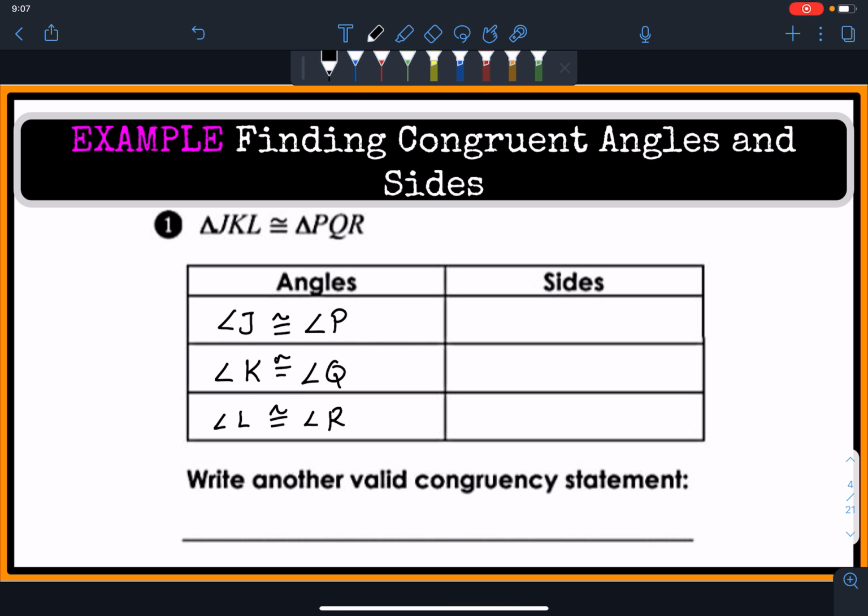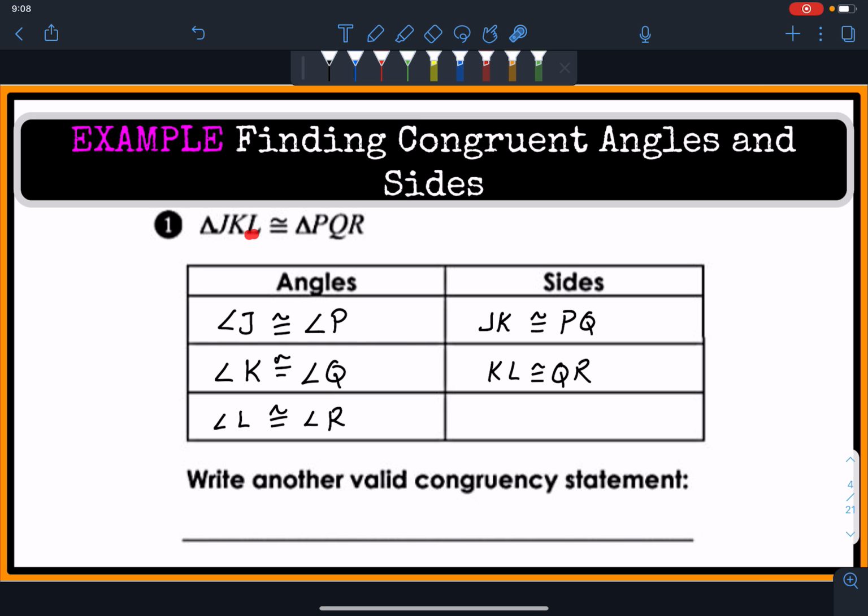And the same thing is true about the sides. If I go from corner J to K, so I have that side there, the side that uses points J to K is going to be congruent to the corresponding side on the other triangle, which is the first two letters, P, Q. And the side KL is going to correspond to QR, so those two are congruent as well.